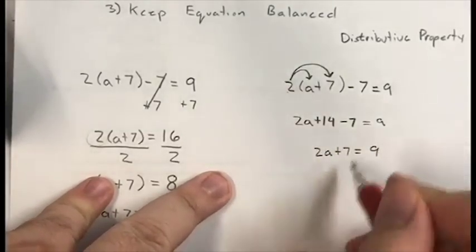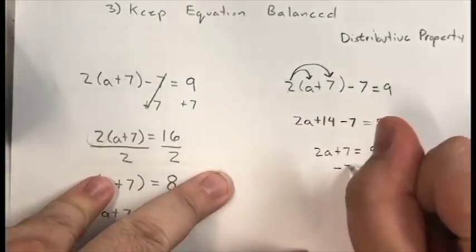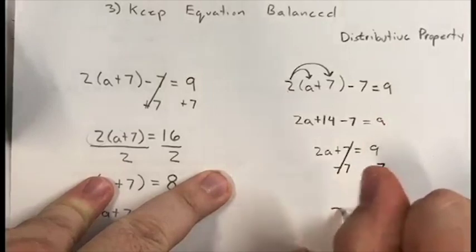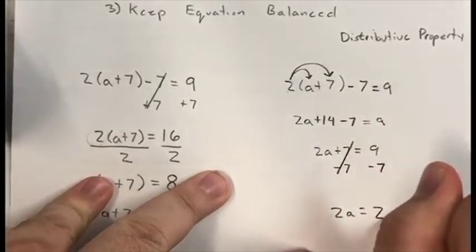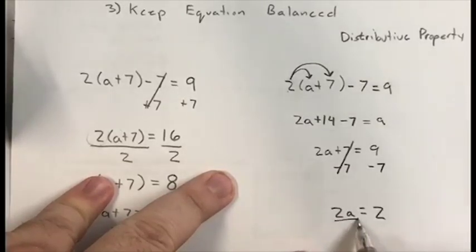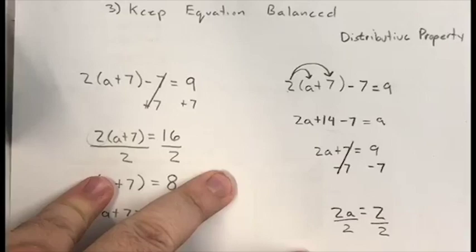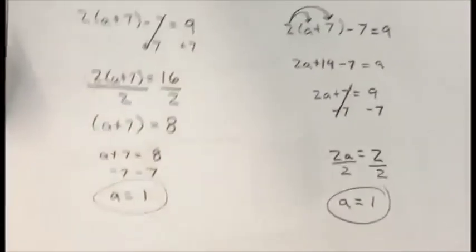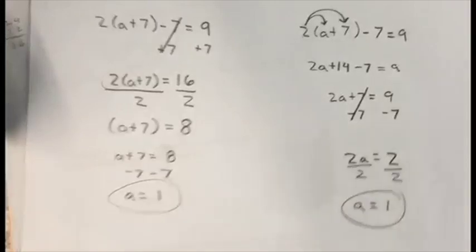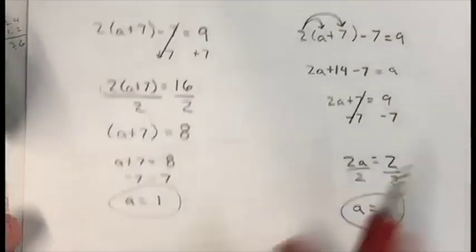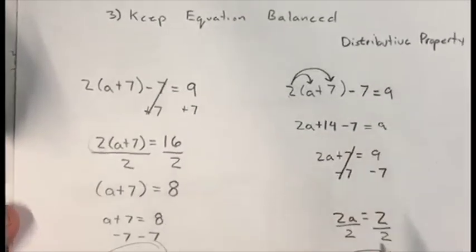Now I can continue following SADMEP, and I subtract 7 on both sides. When I do, the 7 cancels out, and that gives me 2A is equal to 2. Then I notice I'm still following SADMEP. I can get rid of this 2 by division. And I get A is equal to 1. And it's the same thing. 2 different approaches. 1, I use SADMEP all the way through. And 2 is the distributive property.